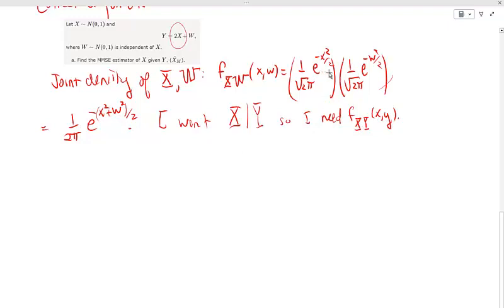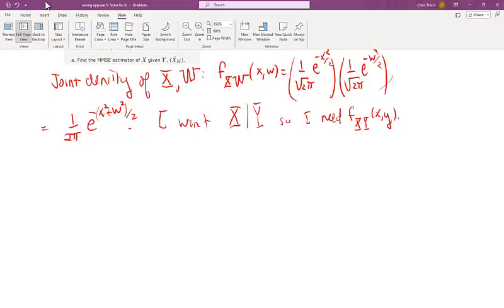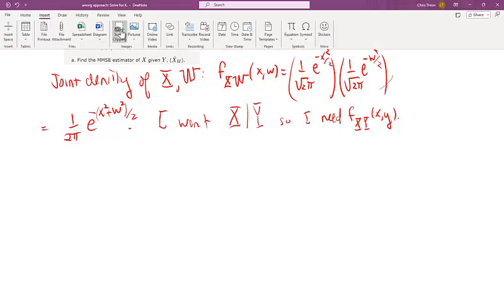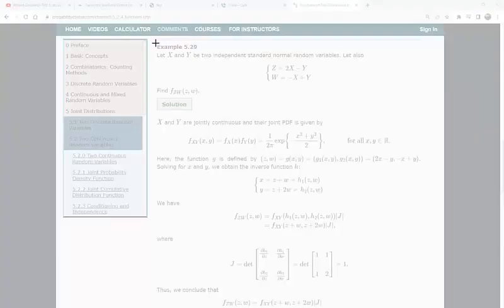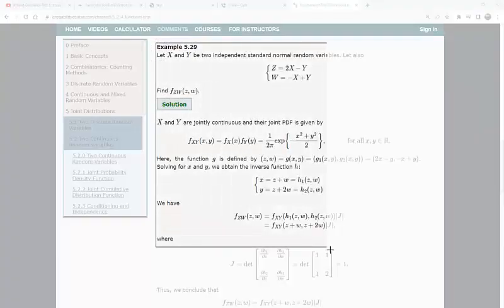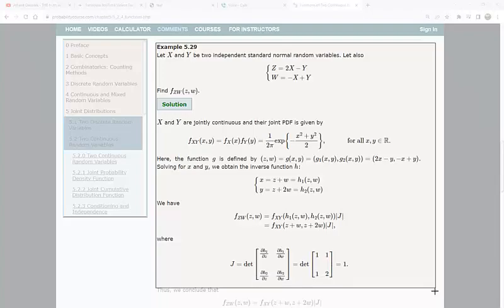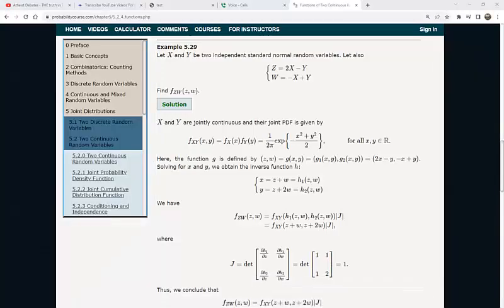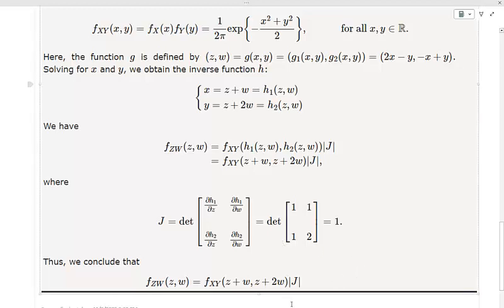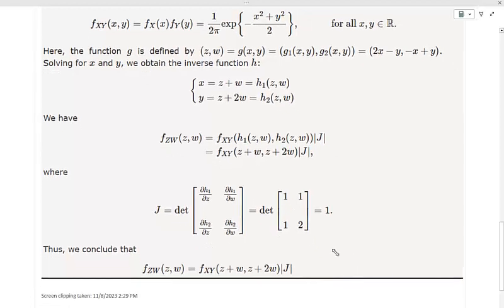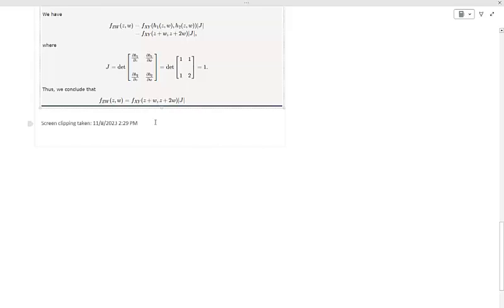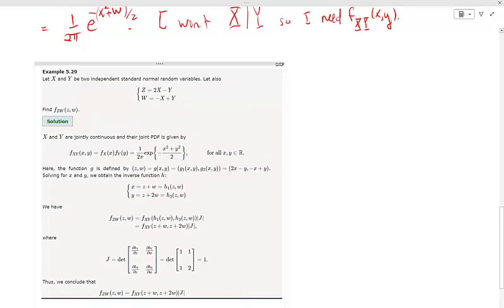I have the joint distribution with x and w. I need the joint distribution with x and y. All right, so let me insert my screen clipping. I think that's enough. And let's make it smaller so that we can fit it in and do something on the side while we're doing this. Get rid of it. Notice here. All right. So I'll just follow this step by step.